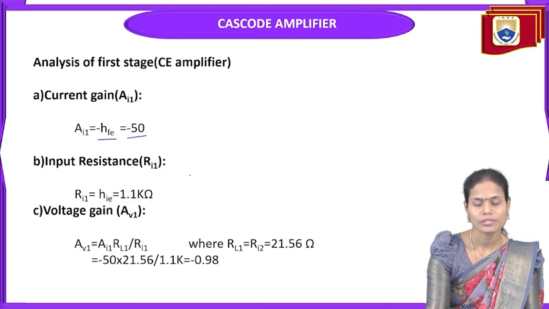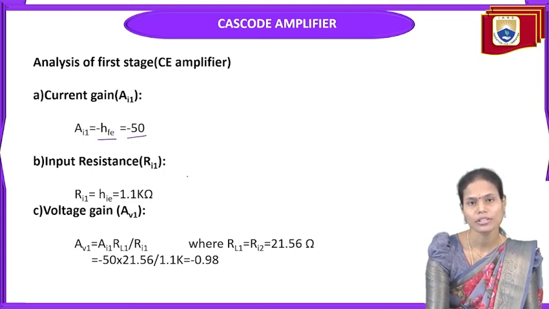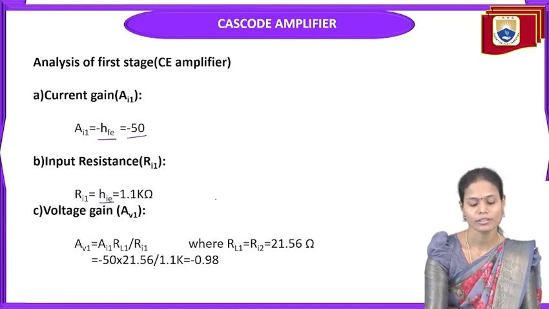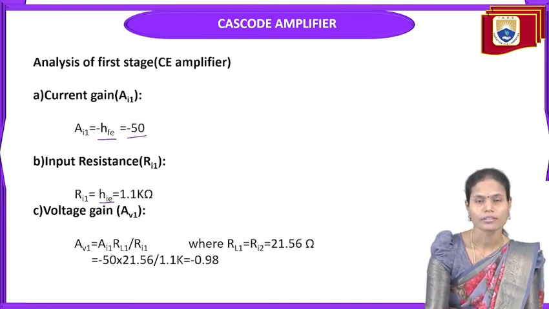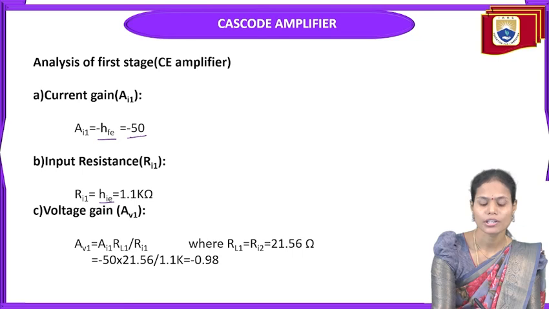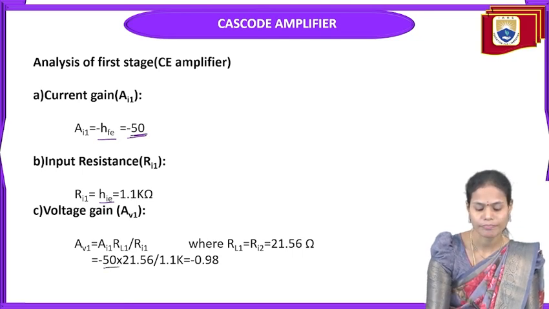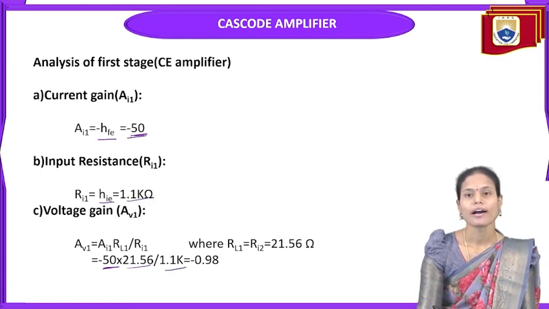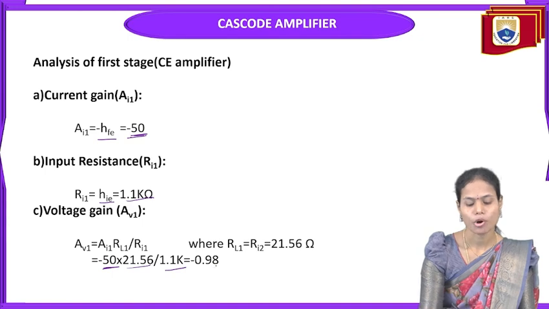And the input impedance is directly equal to the input impedance of the hybrid equivalent circuit, that is hie, equal to 1.1 kilo ohm. And the voltage gain of the first stage is current gain of the first stage into RL1, the load resistance, divided by input resistance. So already we have calculated the current gain of the first stage, that is minus 50, and the load resistance value is 21.56 and the input impedance is 1.1K, and this value is minus 0.98.